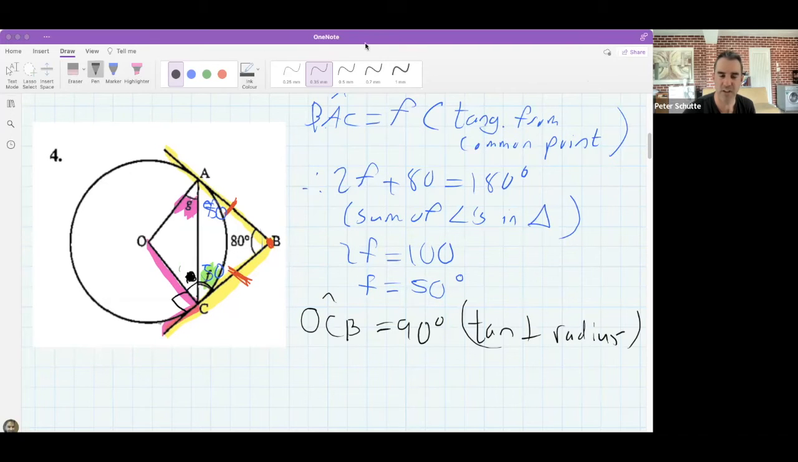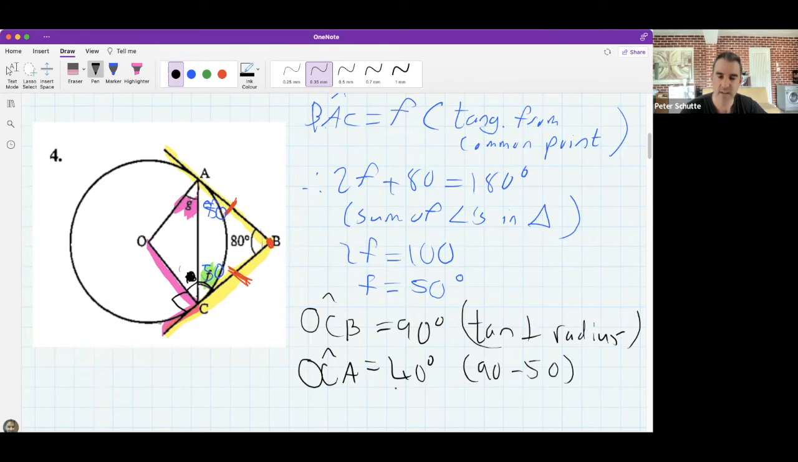Yes, it's 40 degrees. Loving it, people, loving it. Because 90 minus 50 is 40. So we can say that OCA is 40. And that's just basically because we went 90 minus 50. And then the last thing is, what is G going to be? What's the relationship between the first black dot and the second black dot?